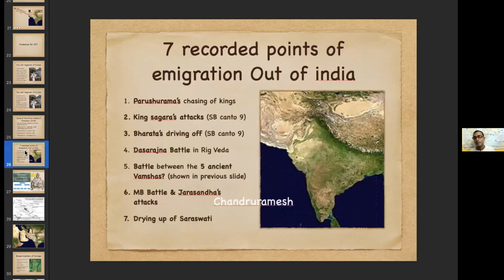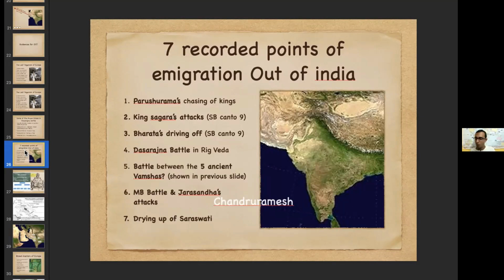So these are the 7 recorded points of emigration out of India. When somebody comes inside, it's called immigration. When somebody goes outside, it's called emigration. So, 7 recorded points of emigration out of India. That's why it's called the out of India theory.